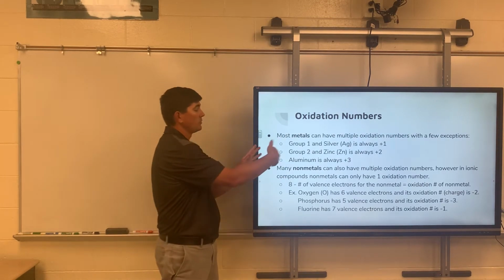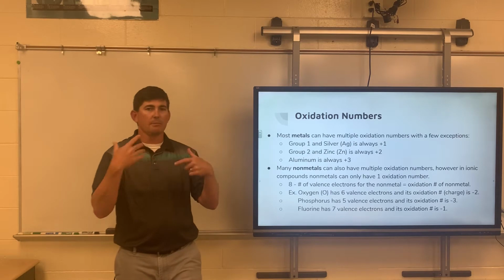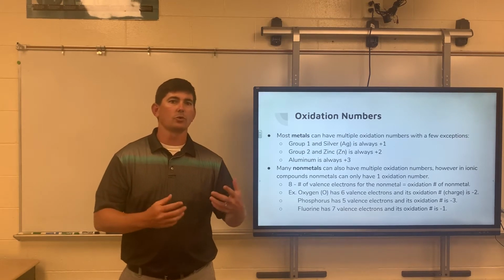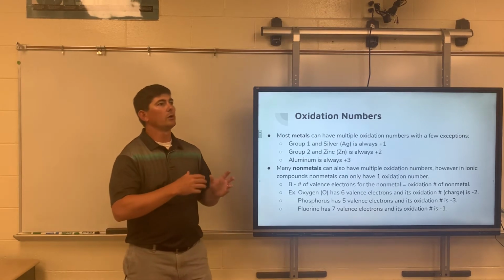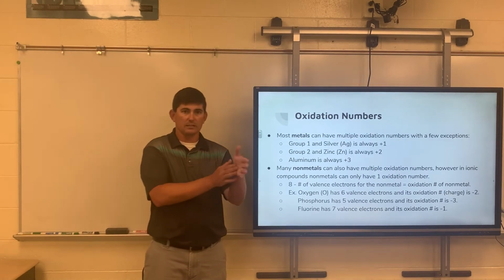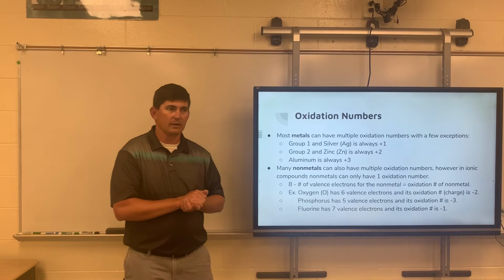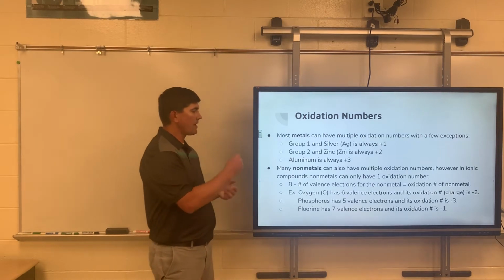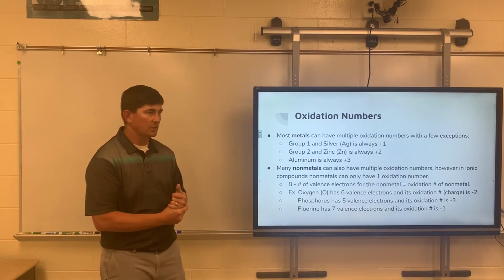So these here, we can pretty much just memorize and know those, and it allows us to work with those elements much quicker. We don't really have to look at the periodic table unless we have to see, is it in group 1 or group 2 if we can't remember, that kind of thing. But beyond that, we can automatically know its oxidation numbers.